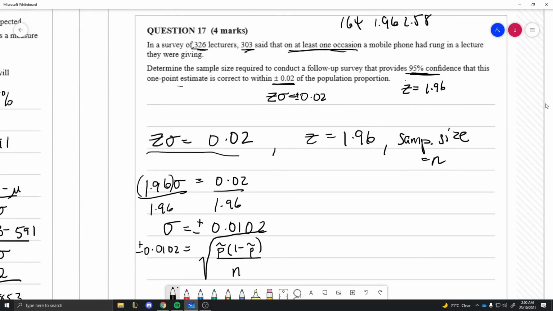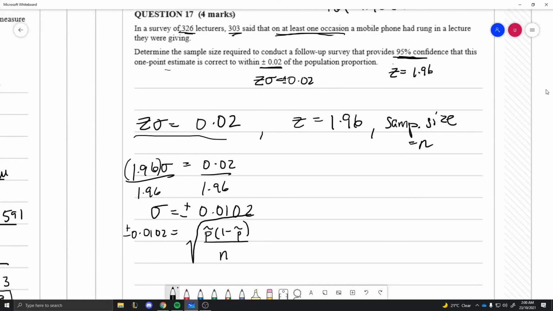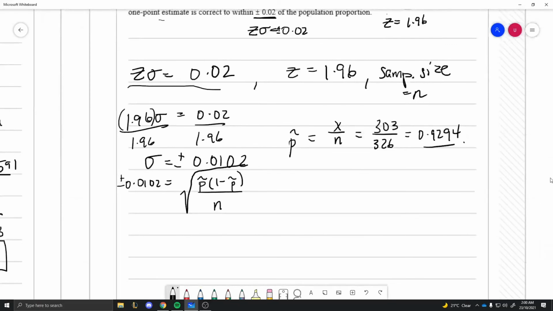And now, if you look at the side of the question, on a survey of 326 lecturers, 303 said yes. So you know that your sample proportion, or p hat, is going to be equal to x over n, which is the amount of times it occurred over the sample size, which is 303 over 326, which, using the calculator again, is 0.9294. That's your sample proportion. So let's sub this in, and after this we may have one unknown.